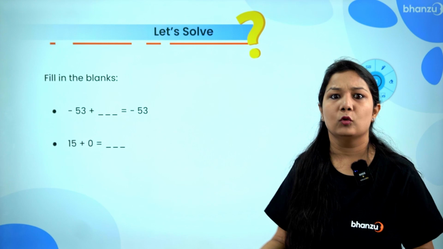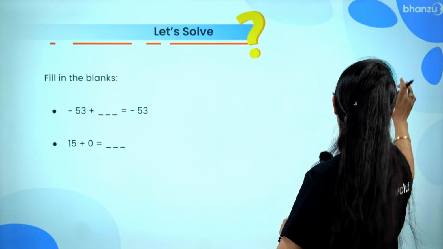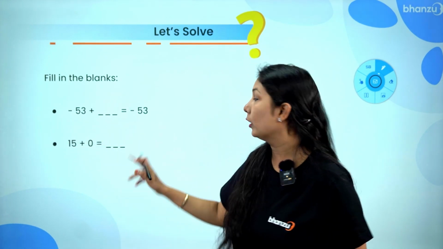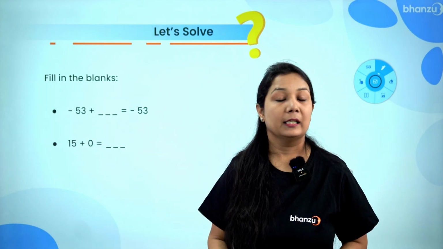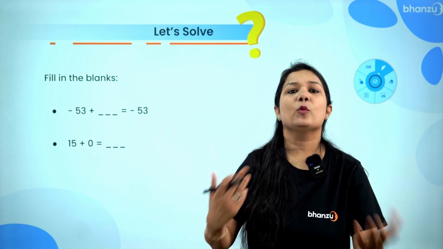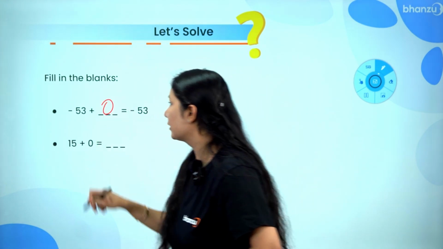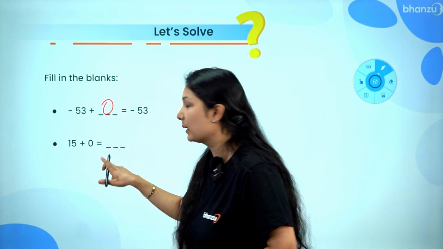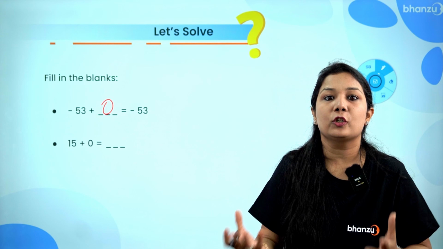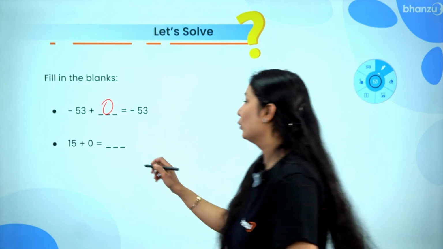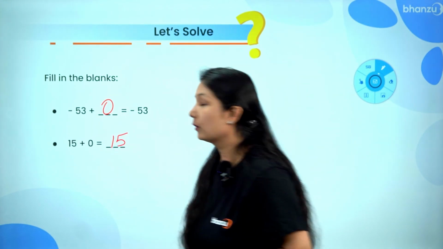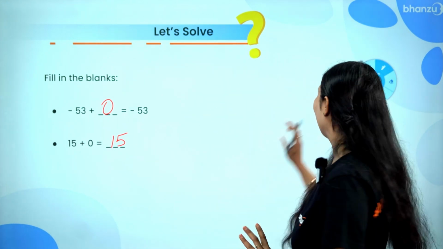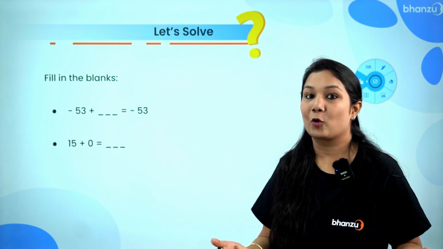So now let's solve two questions for additive identity. So what do we get over here? Minus 53 should be added to what to get minus 53? Its identity should not change. What should we add? Yes, you are right, we should add 0 over here. And what will be the answer for 15 + 0? If you add a positive integer to 0, what do you get? Yes, you get 15 out there. Got it? So this is how we get the correct answers for additive identity. Do practice a few more questions.